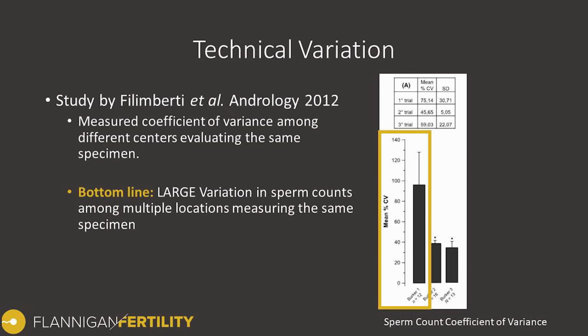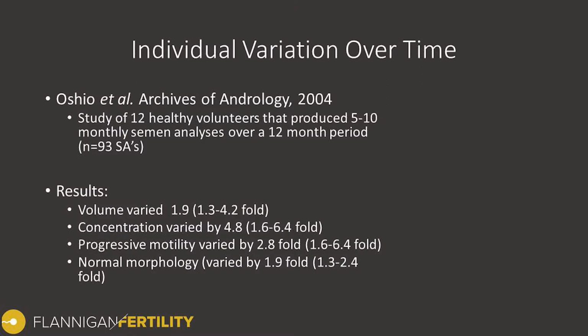And this isn't just limited to sperm concentrations, but all of those other factors as well. This is just used as one example. There's another study, performed a little bit longer ago, in 2004, that really captures the amount of variation within one person over time. In this study, 12 healthy volunteers produced somewhere between 5 and 10 monthly semen analyses over a 12-month period. So over 1 year, just under 100 semen analyses were produced.